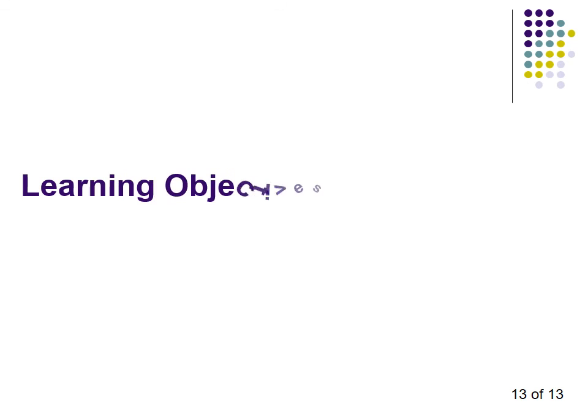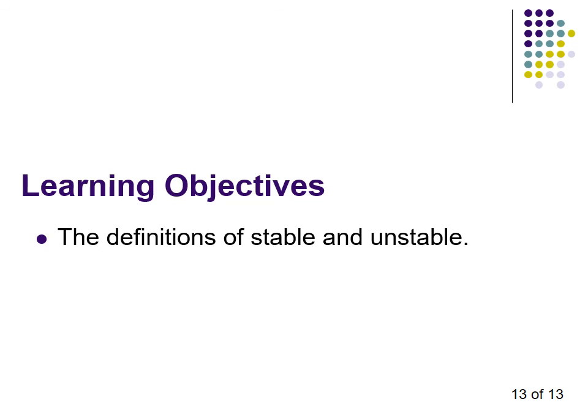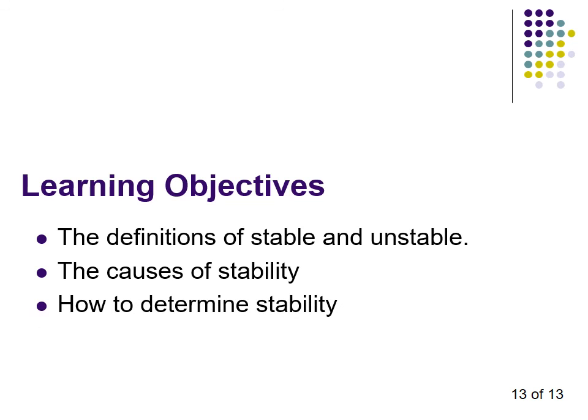So, what do you need to remember from this online lecture? You need to remember the definition of stable and unstable. We're going to use them in part 2. You need to remember the causes of stability. And you need to remember how we determine stability. All right. All you have to do now is watch part 2 and learn more about stability and cloud formation in the atmosphere. I'll see you next time.